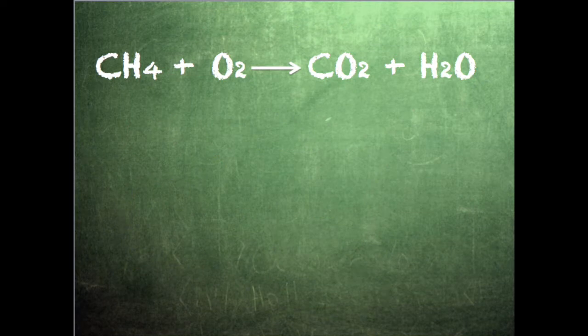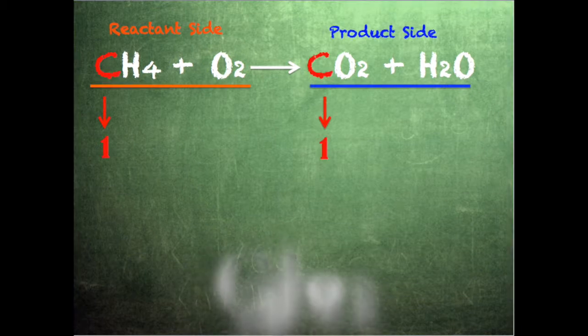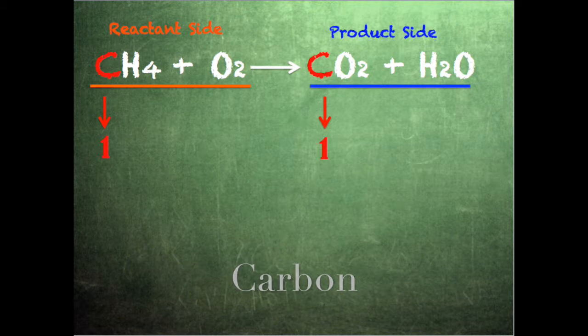Now let's balance the equation. The left-hand side is the reactant side and the right-hand side is the product side. Let's count the amount of atoms present in each element on either side. As we can see, there's one carbon atom on either side.